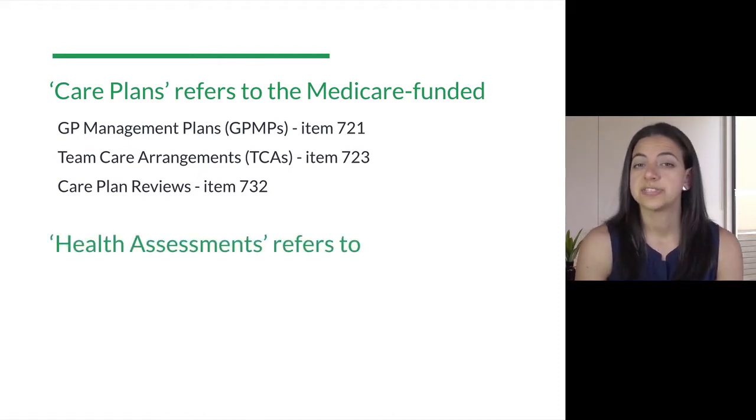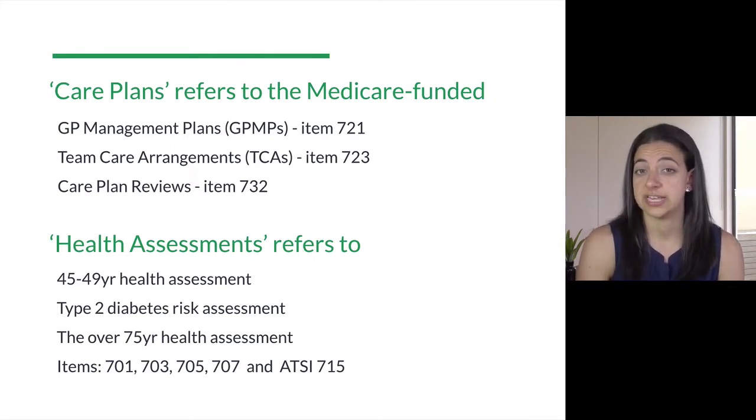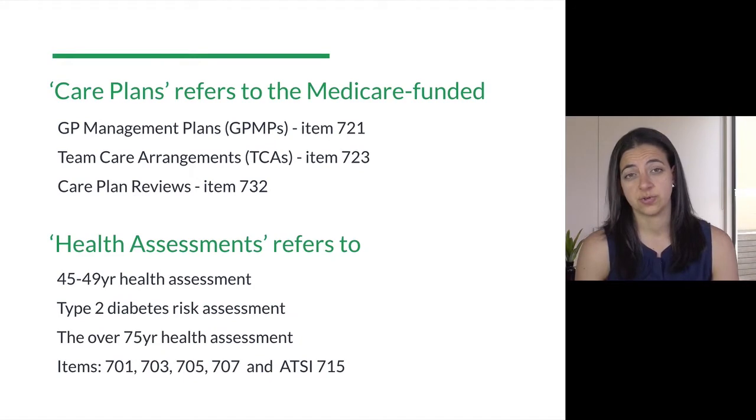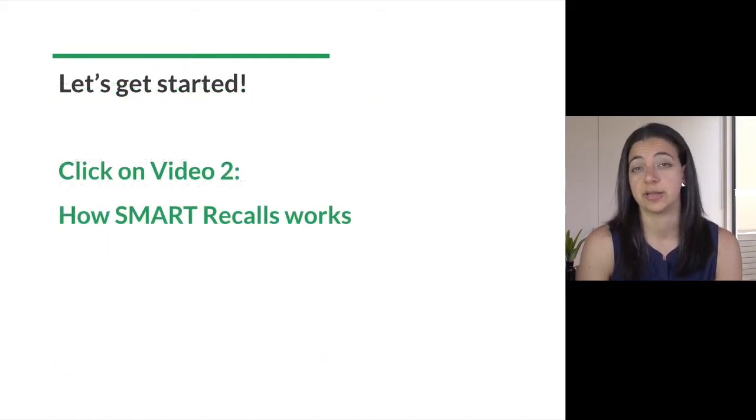When we talk about health assessments, we're referring to initiatives such as the 45 to 49 health check, the type 2 diabetes risk check, and the over 75 health assessment. There are other health assessments, as you know, and these all correspond to items 701, 703, 705, 707, or 715 for patients of Aboriginal or Torres Strait Islander background.